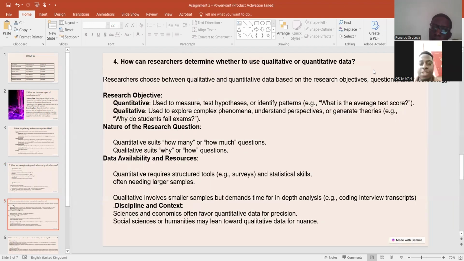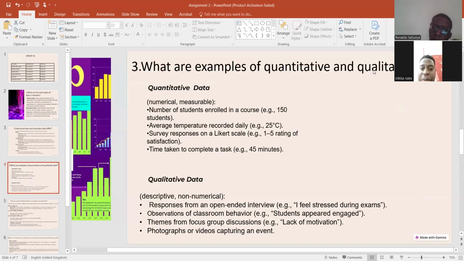All right. Good afternoon. This is Matova Karim. I'm going to take us through how researchers can determine the types of data. Now I'm going to be taking us through examples of quantitative and qualitative data.